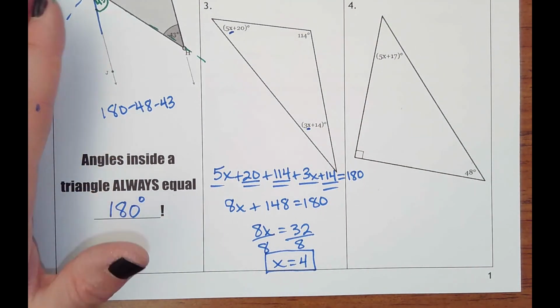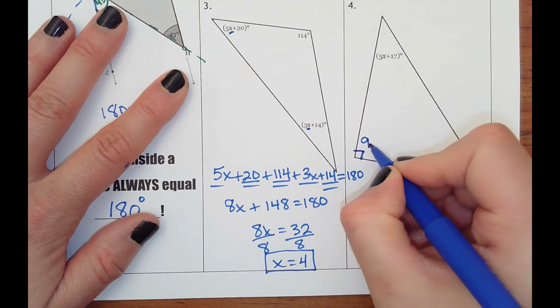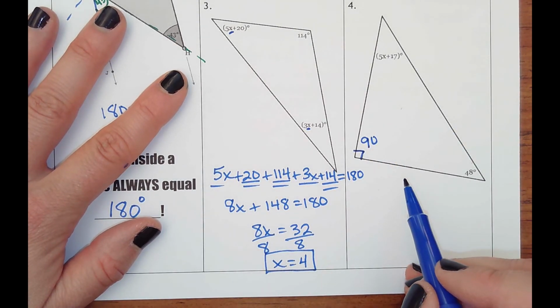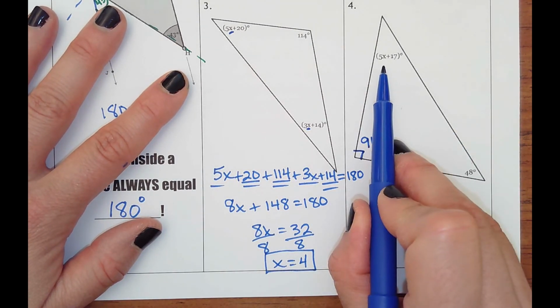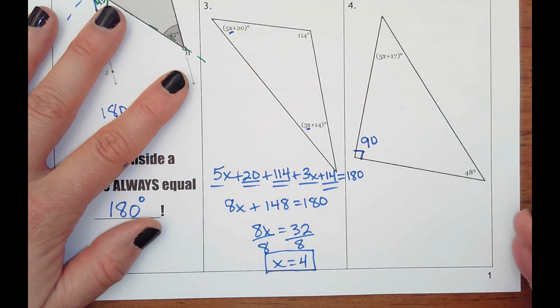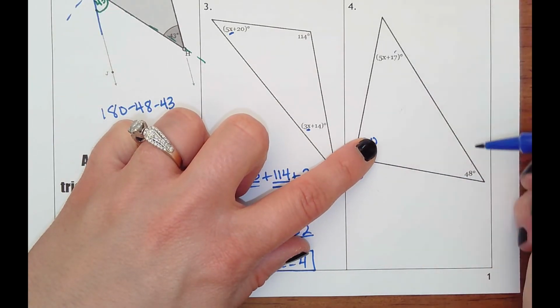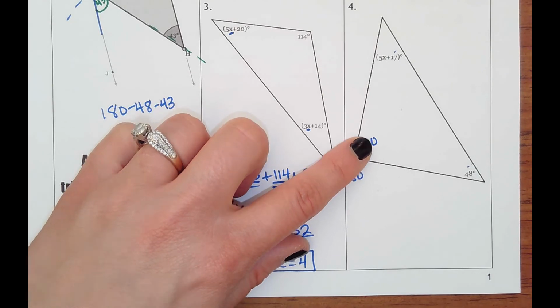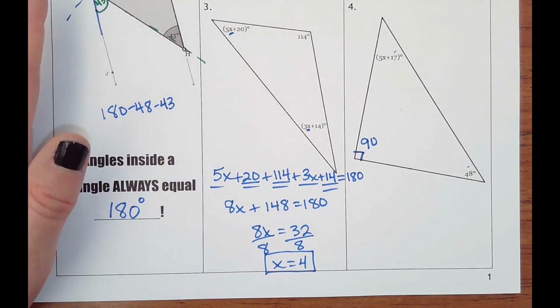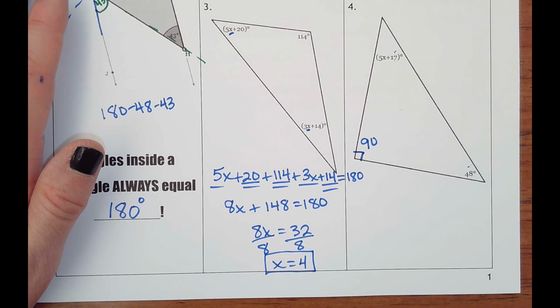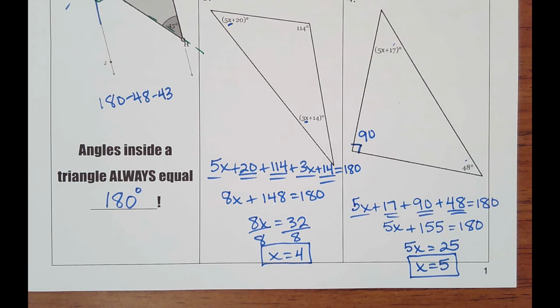And then number 4 just has another right angle here where this is 90. So your 2 options are to say 90 plus 5x plus 17 plus 48 equals 180, or if this is 90 of it, these 2 should really add to make 90 as well. Either way. So why don't you go ahead and solve that one and pause the video. And you should have gotten that x is equal to 5.